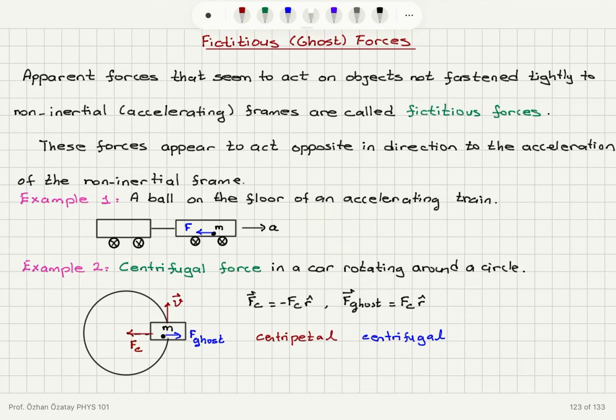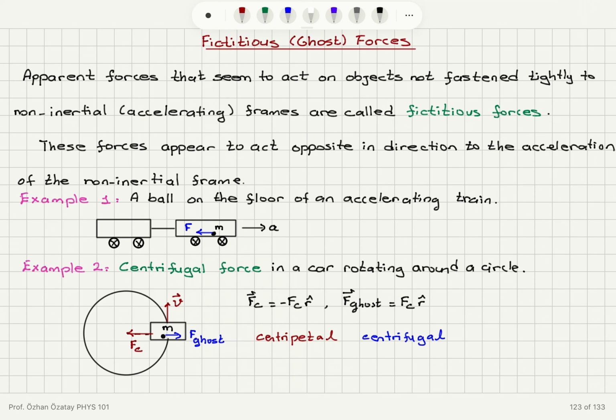Now, when we are in an accelerating reference frame, what we call a non-inertial reference frame, we will see that if you have an object that is not tightly bound to this reference frame, when the reference frame is accelerating in one direction, there will be an apparent force that will act on the object in the opposite direction. These forces are called fictitious forces. So they act opposite in direction to the acceleration of the non-inertial frame.